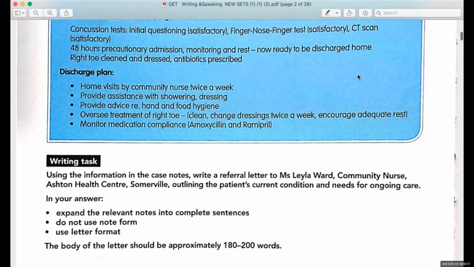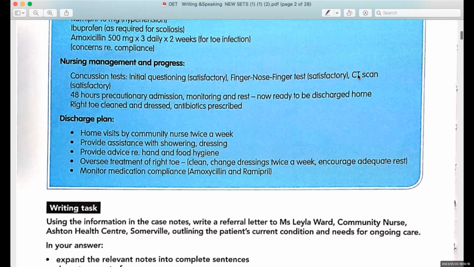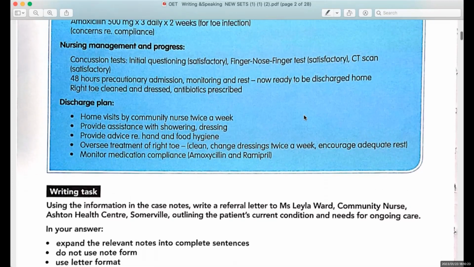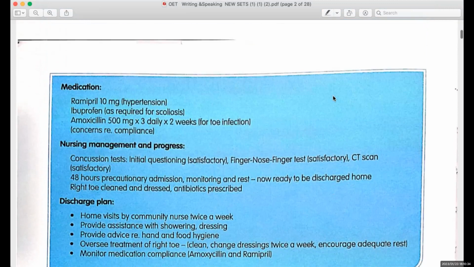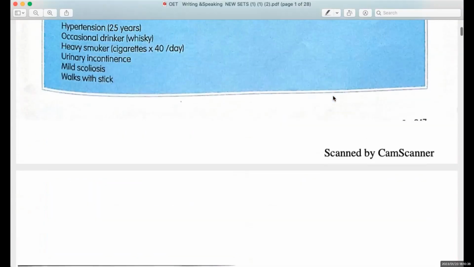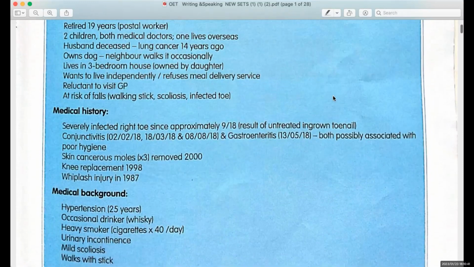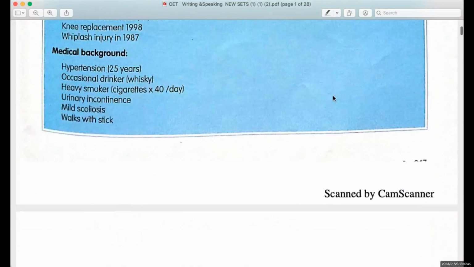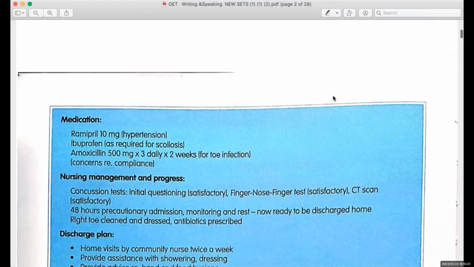You must be noticing in this patient's condition that her condition is still not fully satisfactory. Of course, mentally, the fall injury and all those things are fine, but there are so many other things that the reader of the letter still has to do for us. That's the reason why it's a referral letter, right? So we've read all these. We see there are different sections here: discharge plan, nursing management and progress, medication, medical background, medical history, social background, diagnosis. Now we need to manipulate these headings and form a letter.